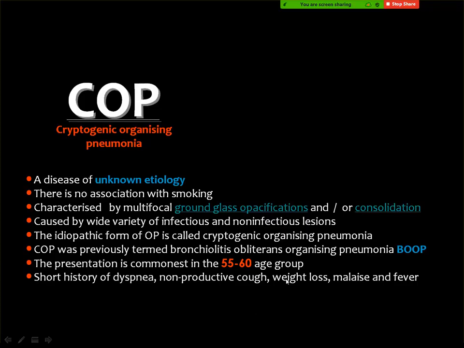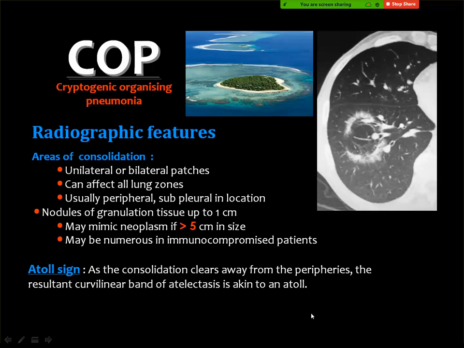Then the disease is of unknown etiology, and previously it was termed bronchiolitis obliterans organizing pneumonia, or BOOP. Then the age of presentation is this one, and there is dyspnea and productive cough. The radiographic feature, the atoll sign, is pathognomonic, but it is seen in only 20% of the cases. And this is in the form of the reversed halo sign.